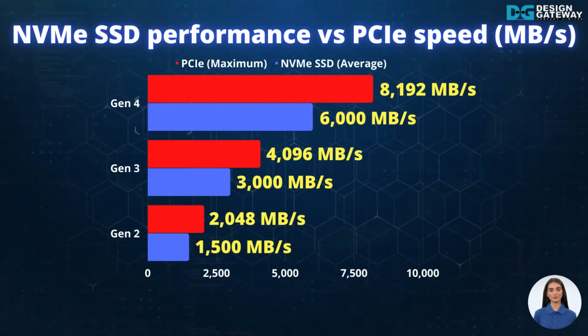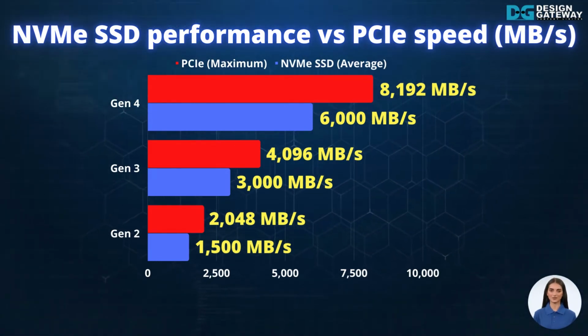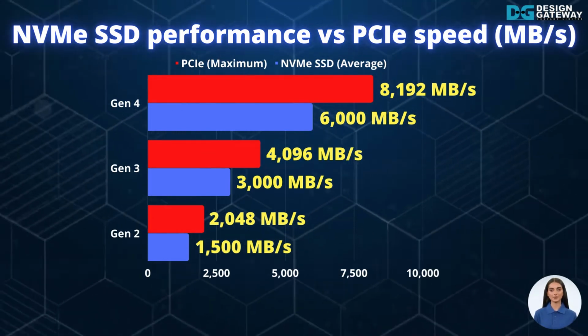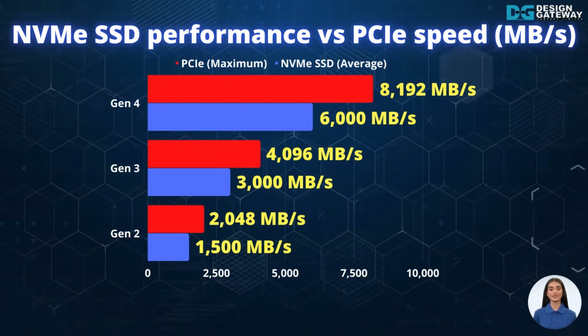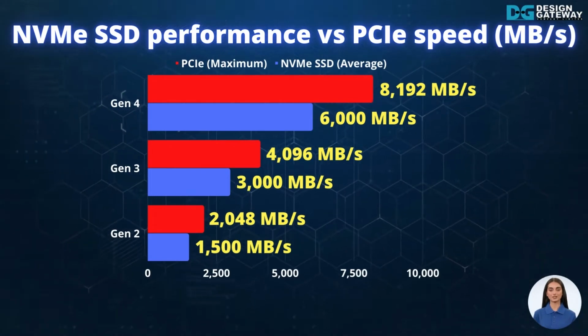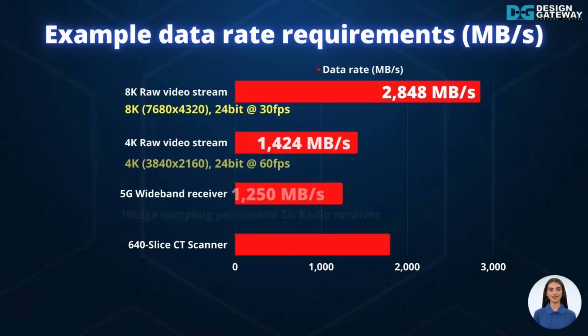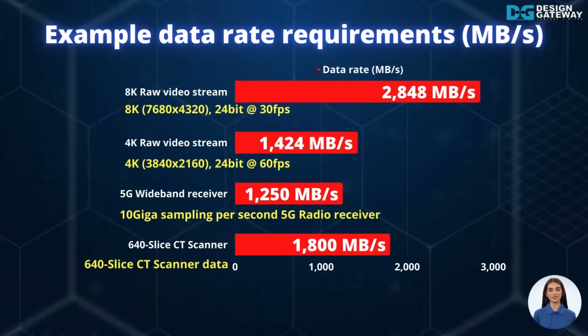From our test with a high-performance NVMe SSD model, we found that practical SSD performance is around 75%, as shown in this chart. Anyway, 6 GB per second performance from an NVMe Gen4 SSD is very high and makes sharing access among multiple users possible. Let's see data rate requirements in some high-end applications.